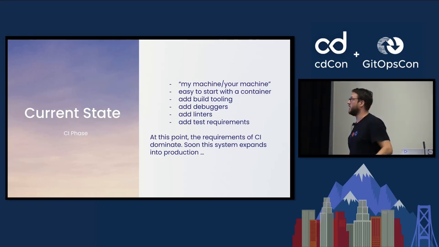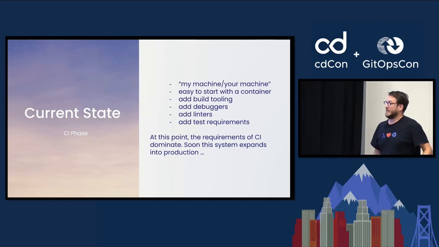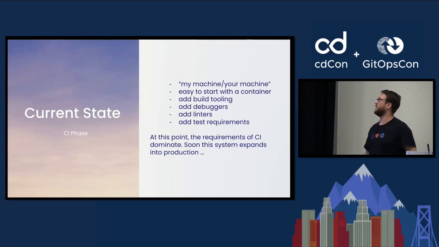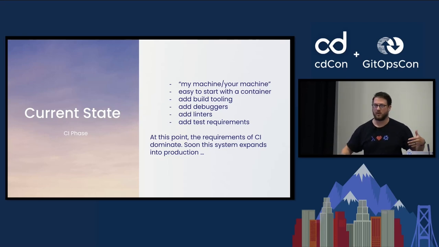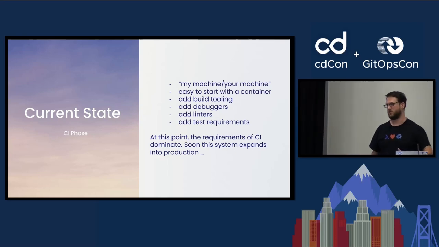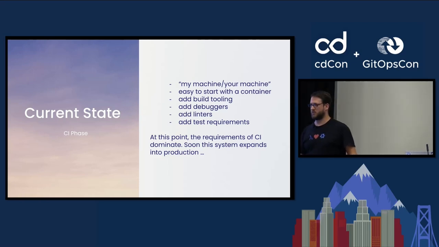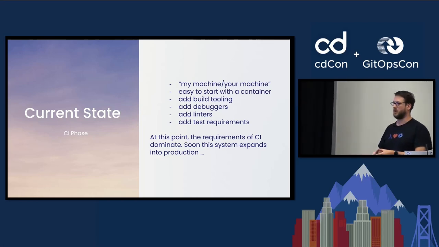So here we start needing a little bit more CI. What does this mean? Well, hey, maybe I can develop. How do I make it so others can develop? So we start adding build tooling, start adding debuggers, scanners, linters, test suites. This is the next phase usually that we end up seeing. And now often what it takes for CI to do its job starts to be of most importance.